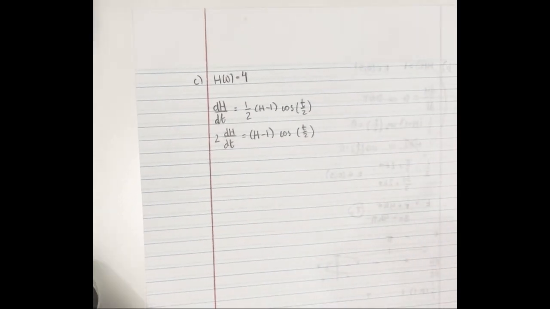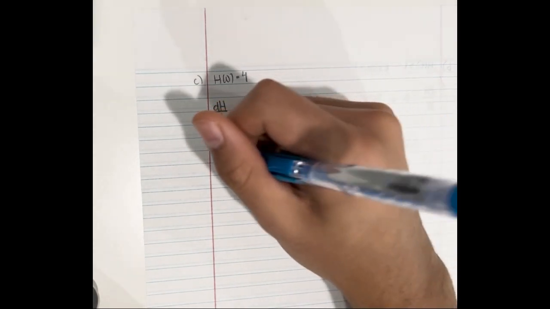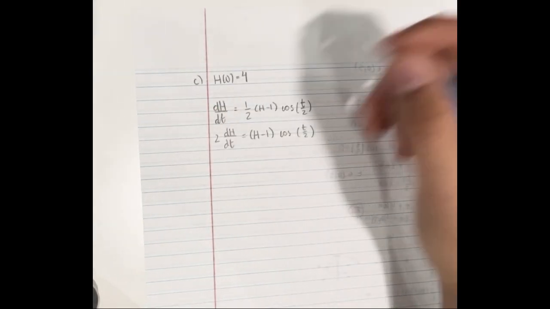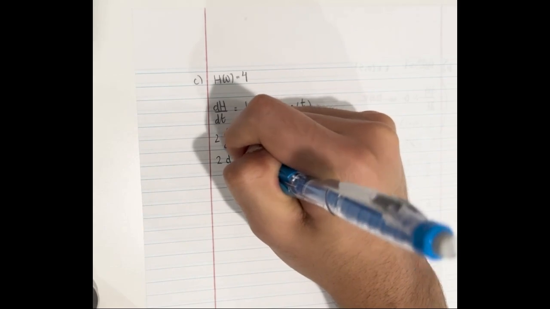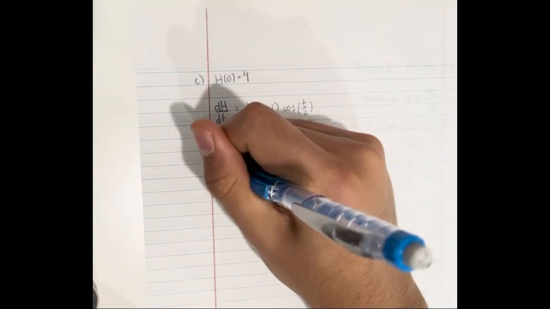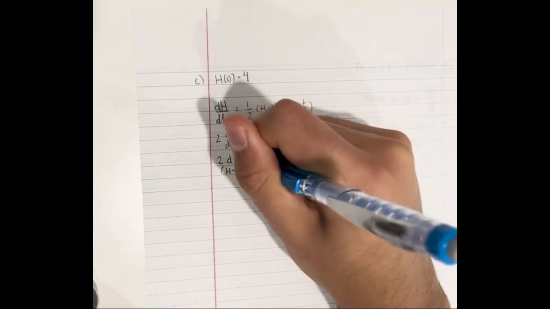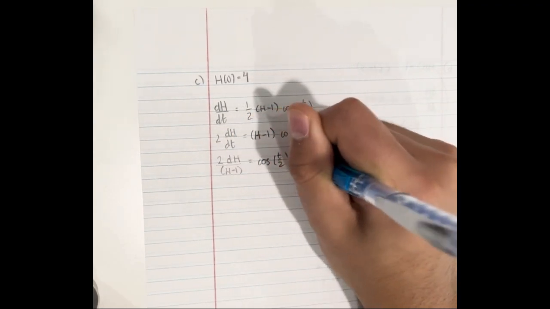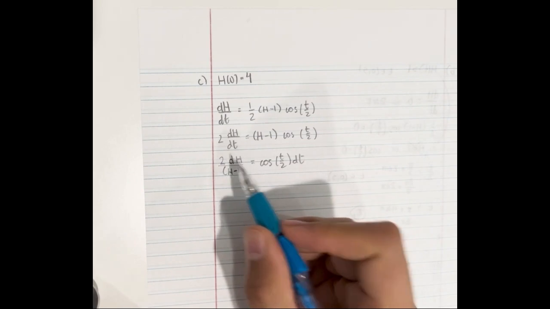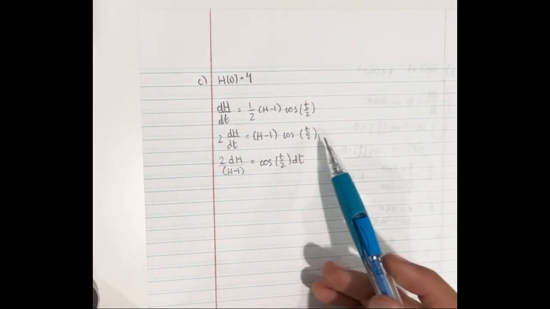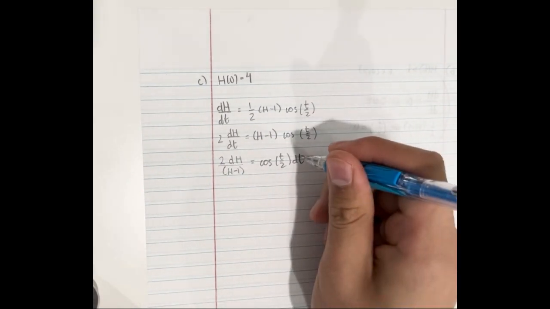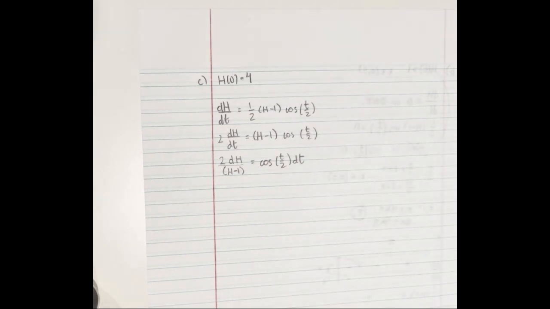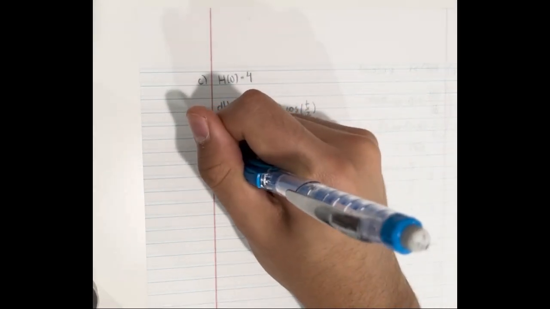And now I'm going to separate and integrate. This is going to be 2 dH all over h minus 1 equals cosine t over 2 dt. So what I did was I divided both sides by h minus 1 and multiplied both sides by dt. Separation of variables so that I can get the same ones on either side and then integrate.